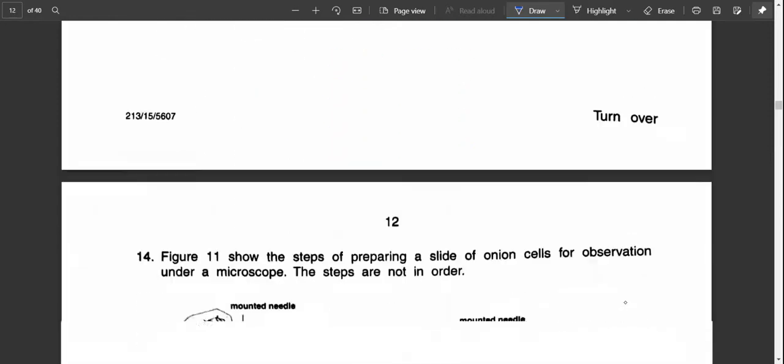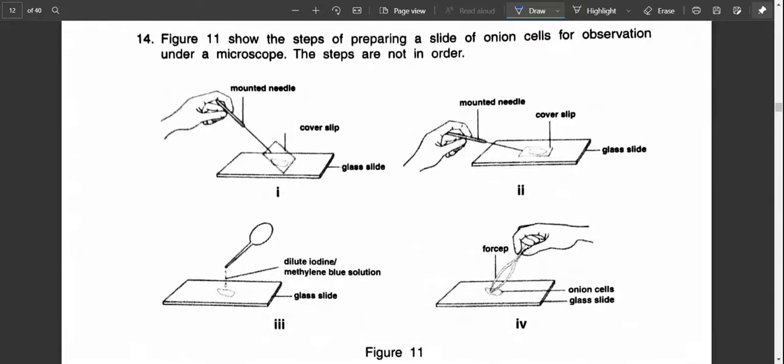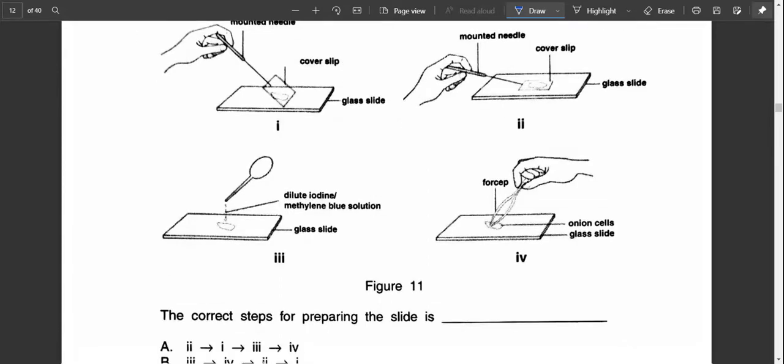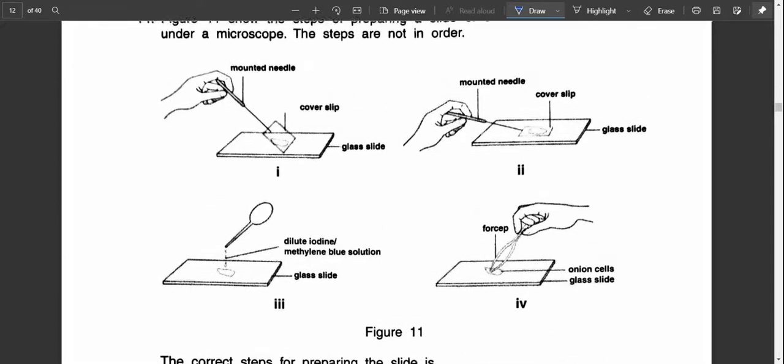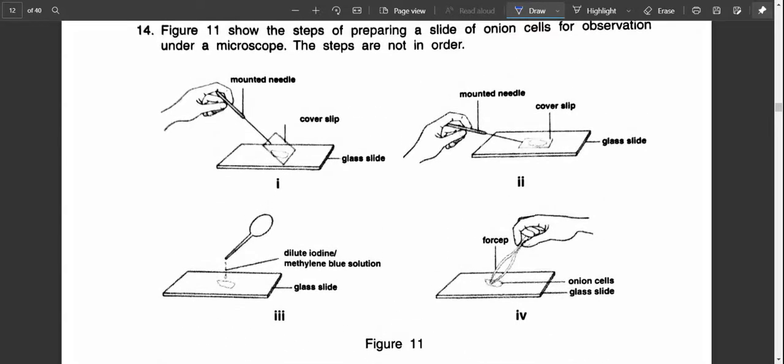Next one, question number 14. Figure 11 shows the step of preparing a slide of onion cells for observation under a microscope. The steps are not in order, so these steps are not shown in your textbook, but we have done the practical for this one. So you have to remember the step on how to do it. So let's have a look at number 1.